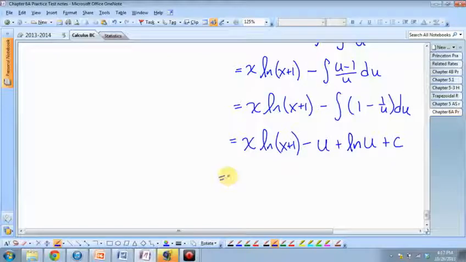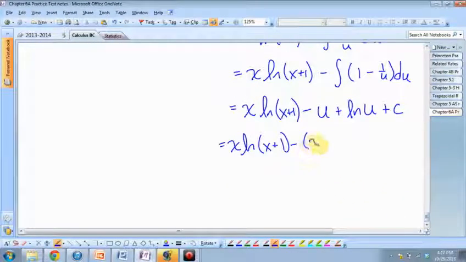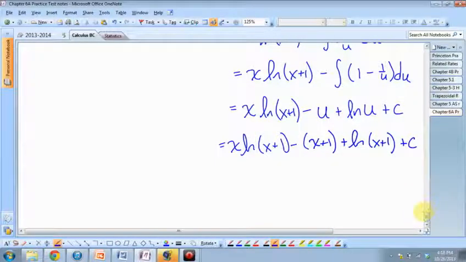This equals x natural log of x plus 1 minus, what was u? x plus 1, plus a natural log of x plus 1 again, plus constant. Oh my gosh. Did it become u plus ln of u because you distributed u? Yes, that's exactly what happened.